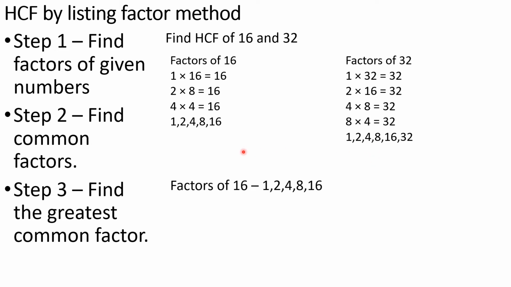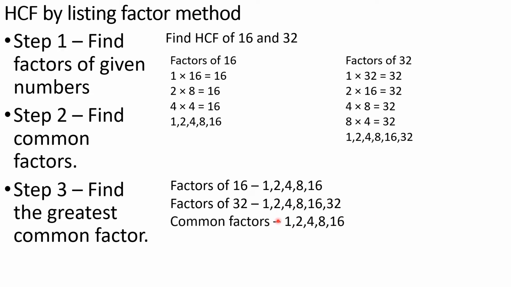Now we will write the factors of 16 here, then the factors of 32 here. Now we will find out the common factors. 1 is common, 2 is common, 4 is common, 8 is common, 16 is common, right? So 1, 2, 4, 8, 16 are common factors. And which is the greatest one? Yes, the greatest common factor is 16. It means HCF equals 16.